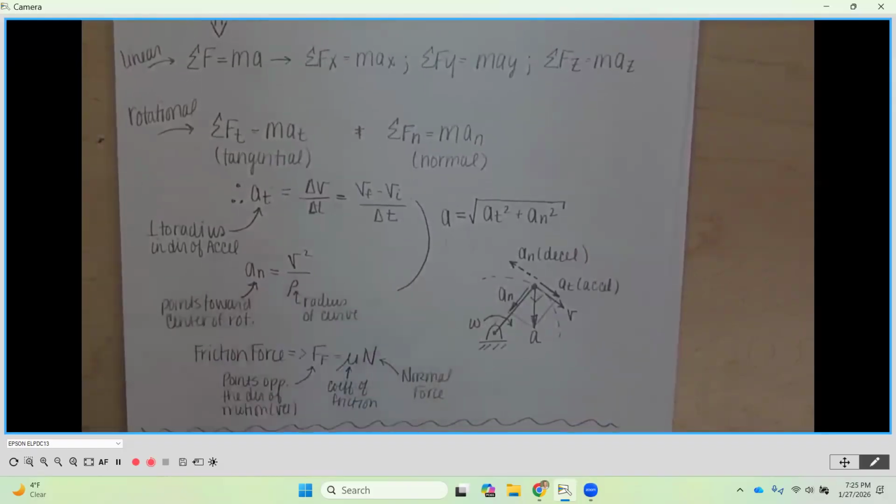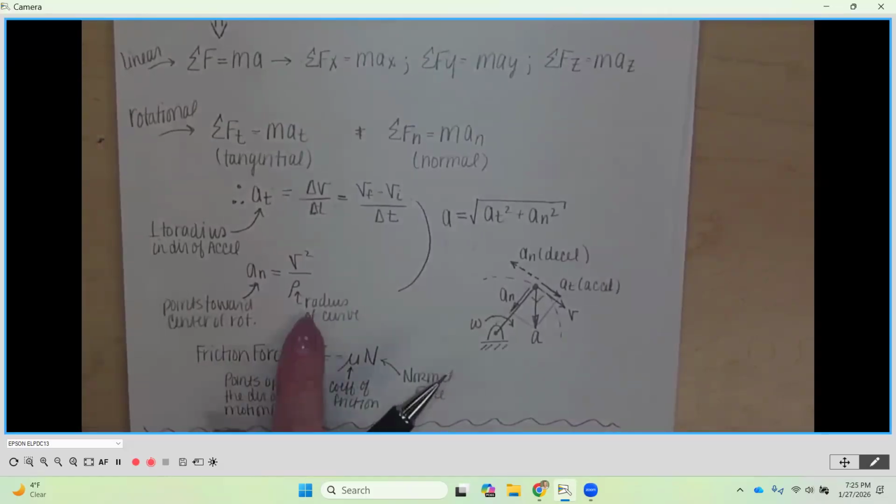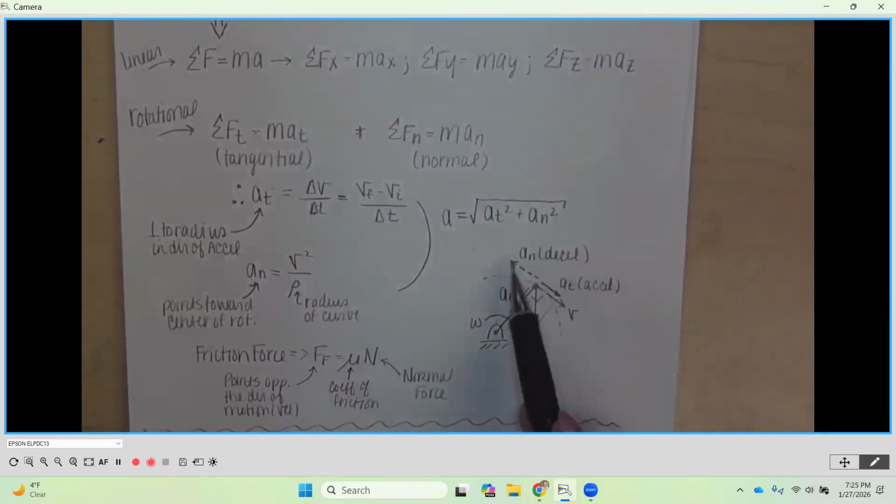This is going to be the velocity squared divided by the radius of the curve, or the distance from the center of rotation. This is rho, or sometimes referred to as lowercase r. The normal acceleration component is always going to point from the object to the center of rotation. And then I've got that little familiar diagram over here.